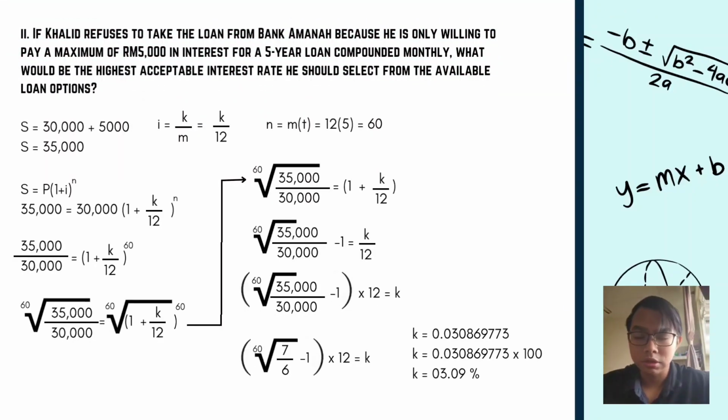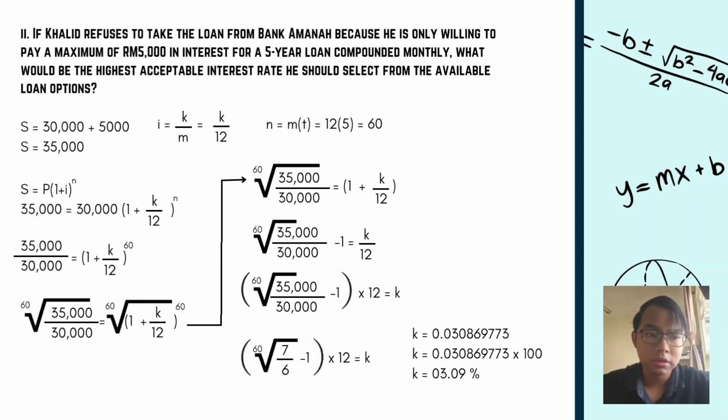For the second question, if Khalid refused to take the loan from Bank Amanah because he is only willing to pay a maximum of 5,000 ringgit in interest for a 5-year loan compounded monthly, what will be the highest acceptable interest rate? He should select from the available loan options. The formula for this question is S equals P bracket 1 plus I to the power of N.